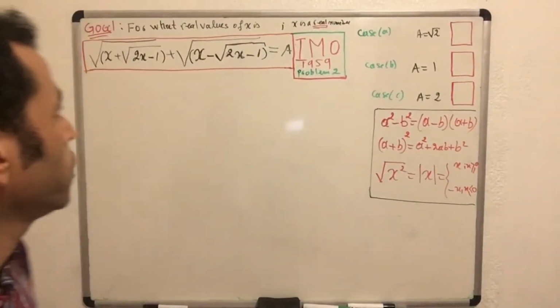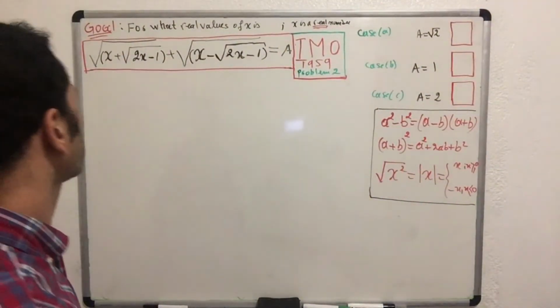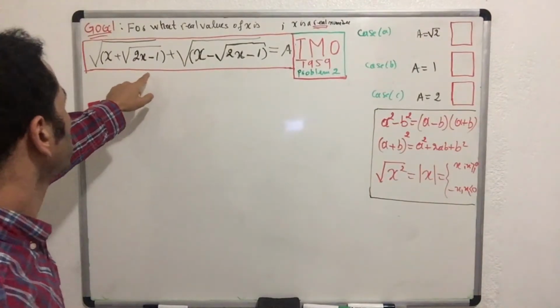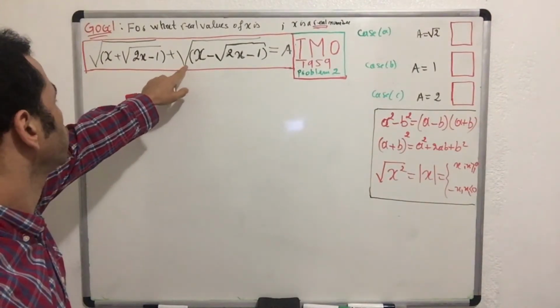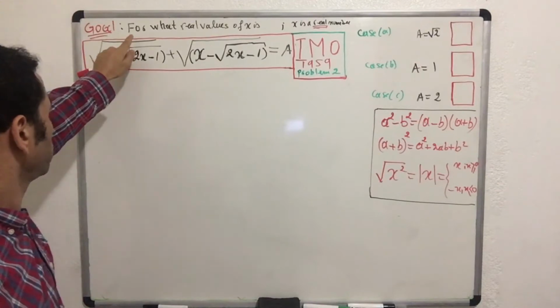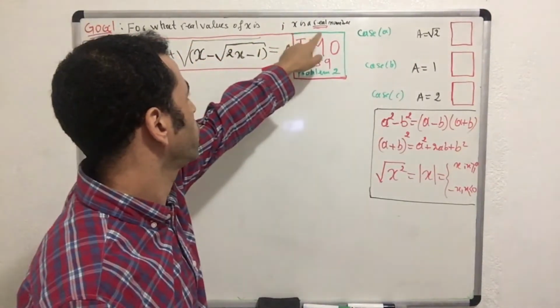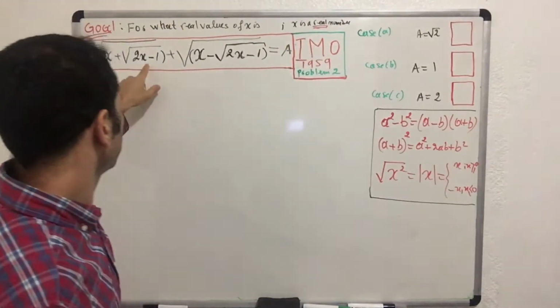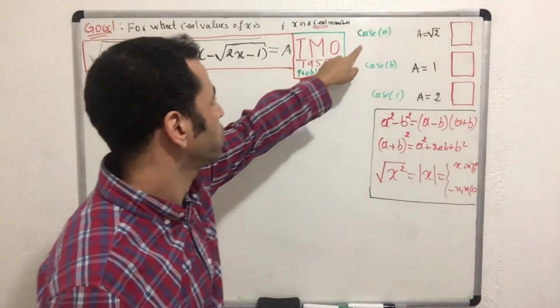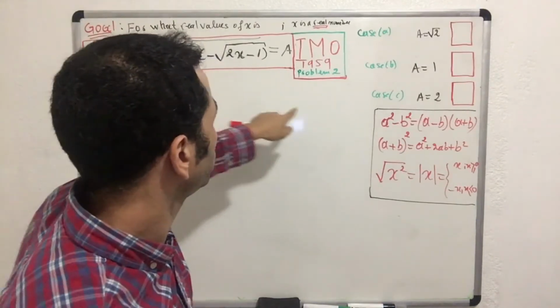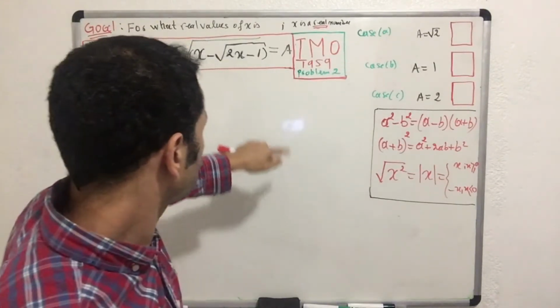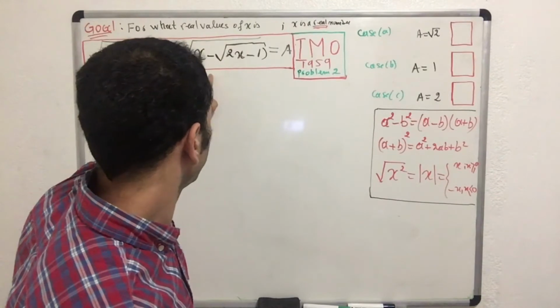Hi, good morning. In today's video, I'm going to solve this problem, which comes in the form of an equation. The question is, for what real values of x is a real number, this equation holds these three conditions. We have three cases. What's the solution of this equation?